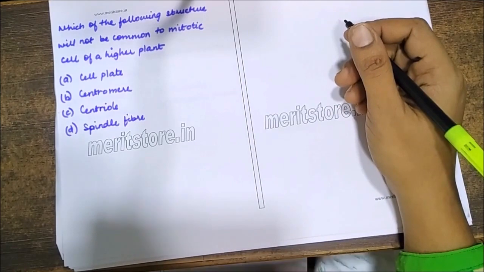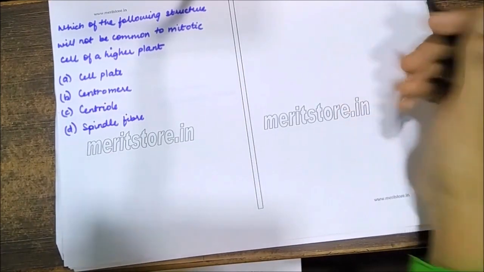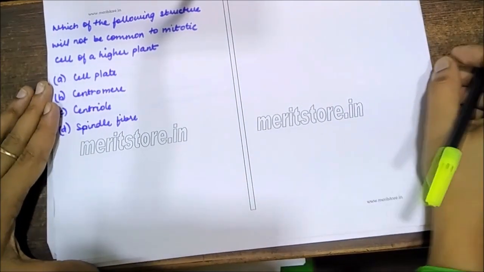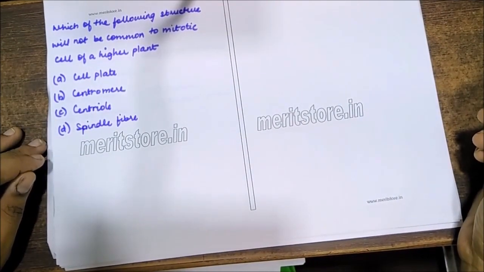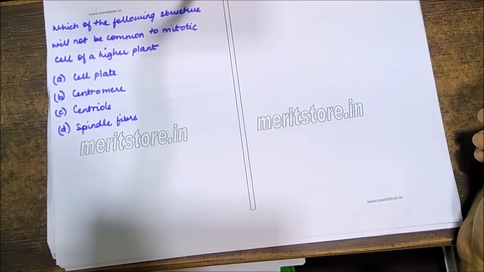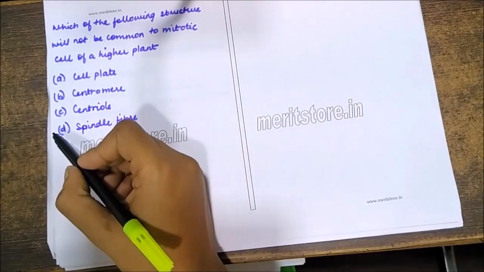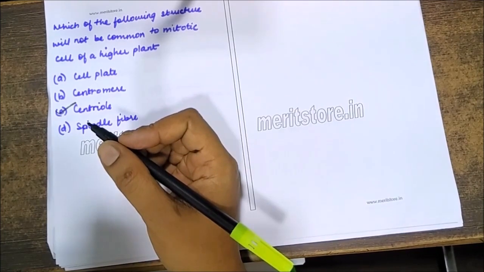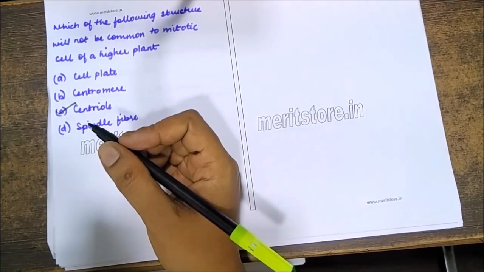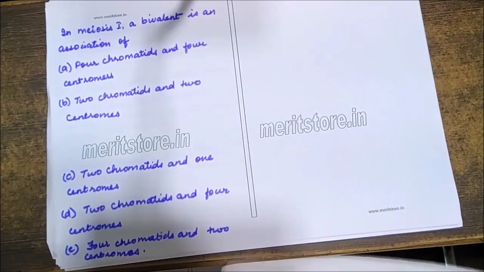Which of the following structures will not be common to the mitotic cell of higher plants? Cell plate, centromere, centriole, or spindle fibers? So this is mostly, see, centriole formation for spindle fibers is found in most animal and some plant cells.